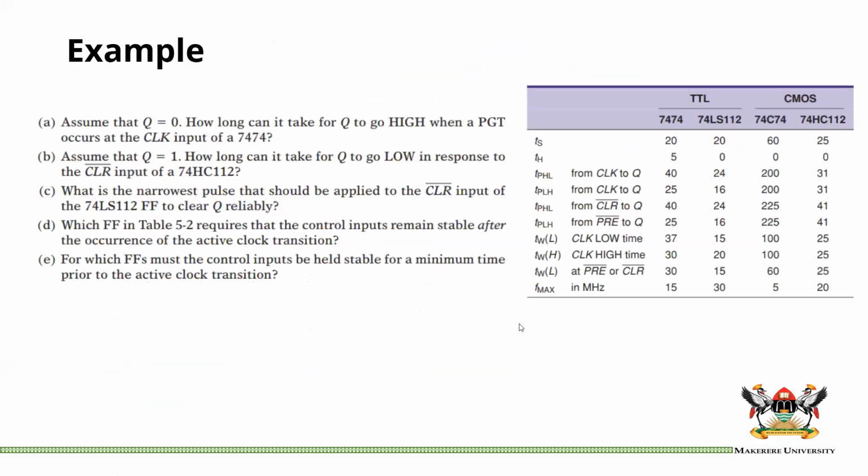Okay, so here are some questions as we end. We assume that Q is equal to 0. How long will it take Q to go high when a PGT occurs at the clock input of a 7474? So that is the propagation delay from low to high for the clock.